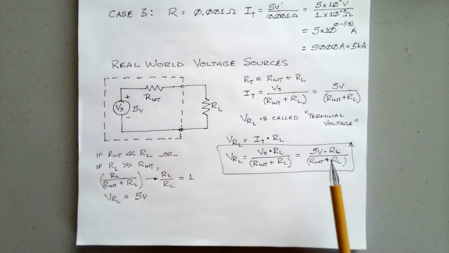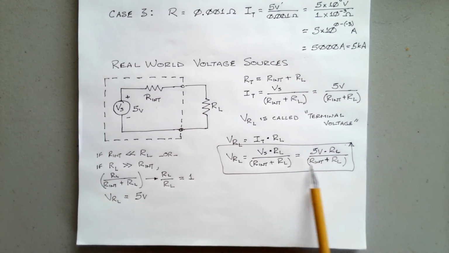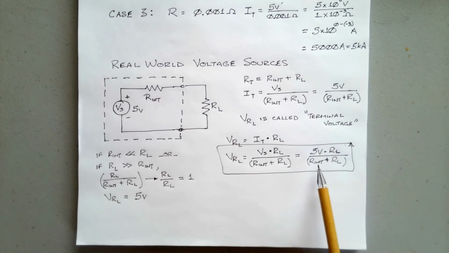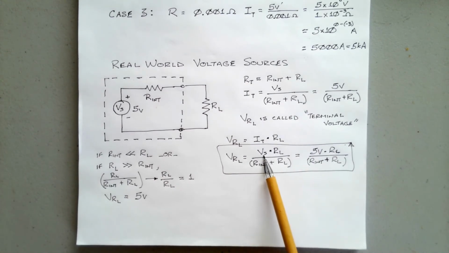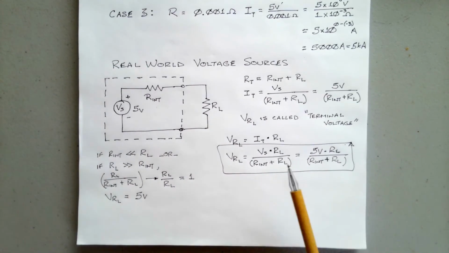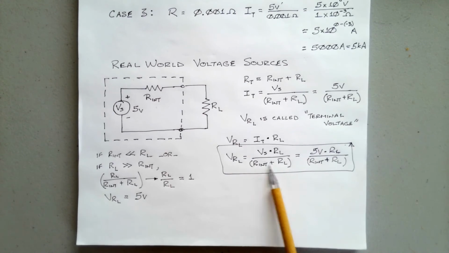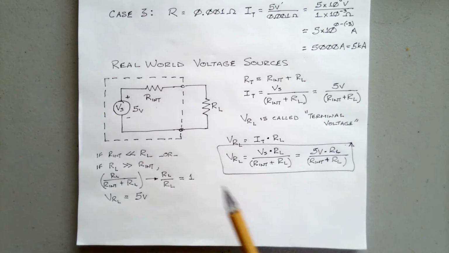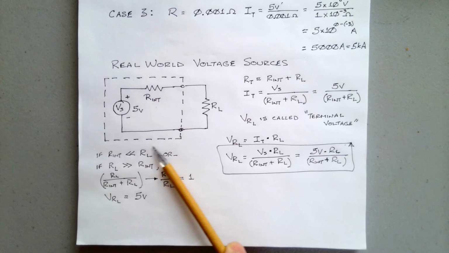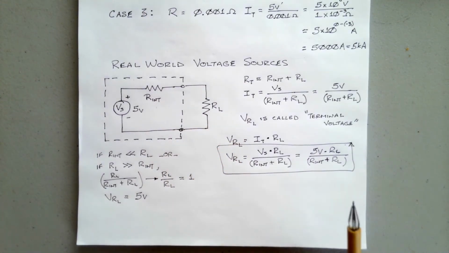So there's the formula that once you know those two things, and this is VS. If for any other problem other than 5 volts, we're going to stick in the VS there, our load resistor and our internal resistor. So this is a real compact form of looking at a real world voltage source.